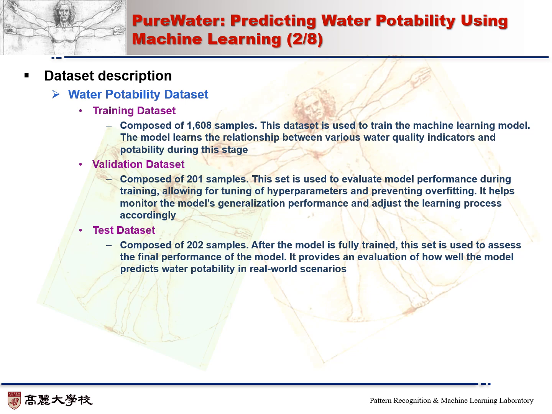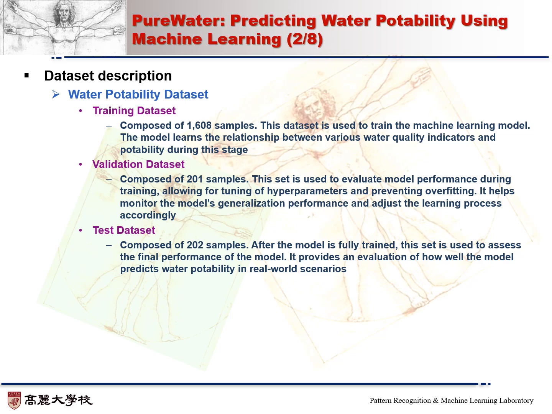First, the trained dataset consists of 1,605 samples and is used to train the machine learning model. And it allows us to learn the relationship between various water quality indicators and potability. Next, the validation dataset consists of 201 samples. It is used to evaluate the model's performance during training, helping to adjust hyperparameters and prevent overfitting.